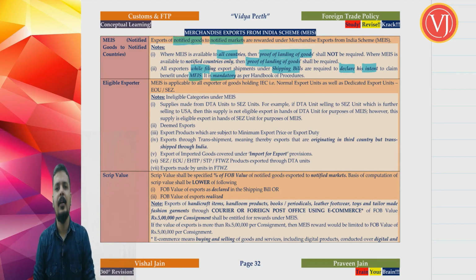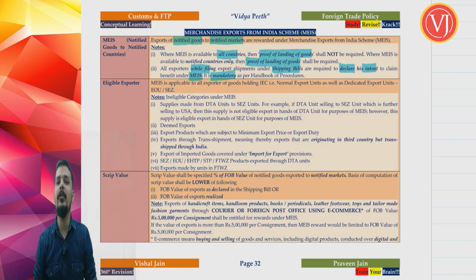Nothing new. That when you talk about MEIS script, it is notified goods, notified countries. And if the rate of script is same for a particular item, item X in all the group countries, group A, group B, group C countries, then proof of landing is not required. But normally for an item, say item Y, it is different for group A country, different for group B country and different for group C country. Then give the proof of landing. Based on that proof of landing certificate, the percentage of MEIS will be decided.